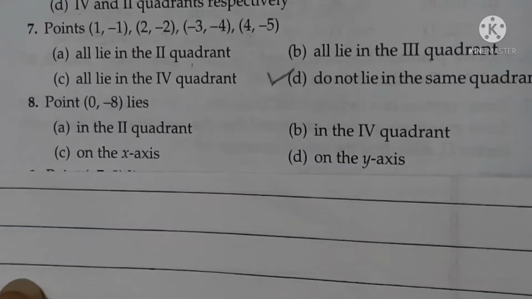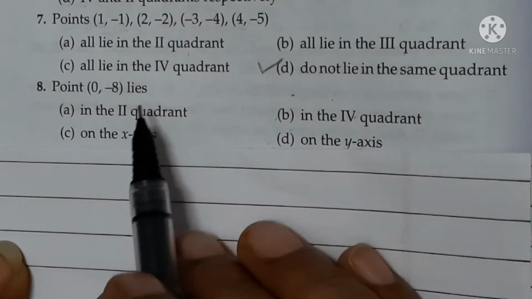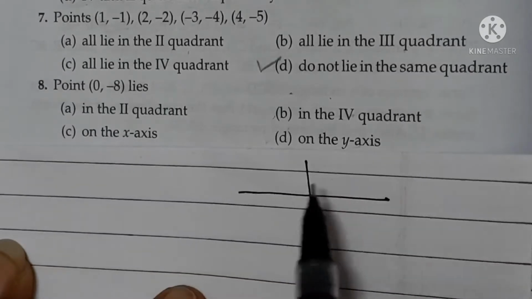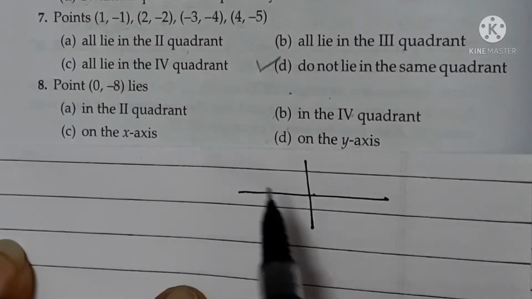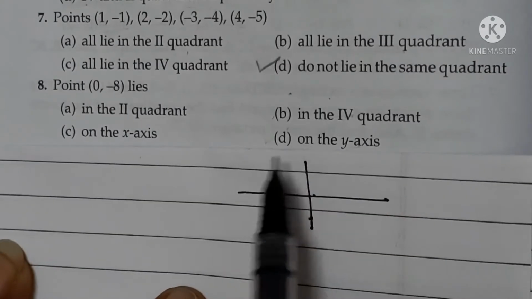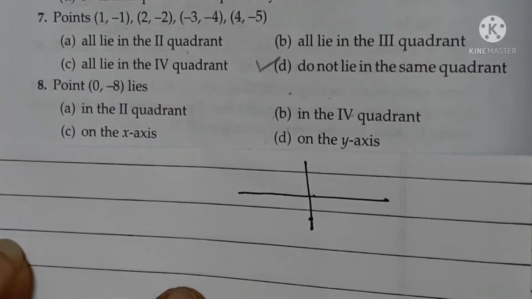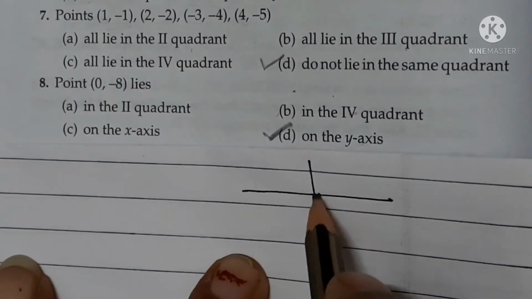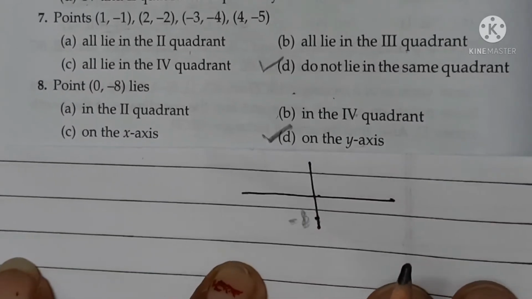Next question, question number 8. The point (0, -8) lies... x is equal to 0, which means no distance on the x-axis, only distance on the y-axis, -8. It means it will lie on the y-axis, not in a quadrant but on the y-axis. Option D is correct. Next question.